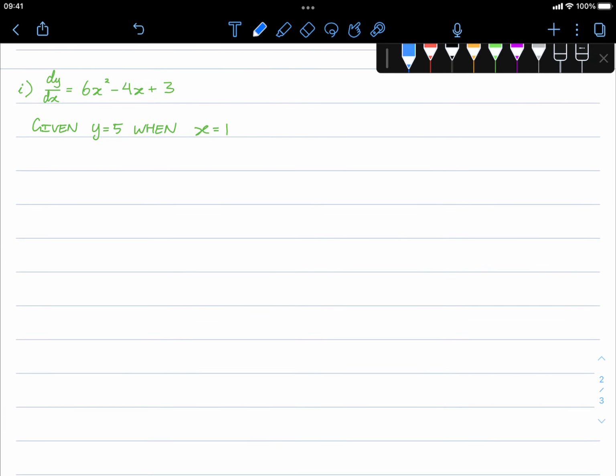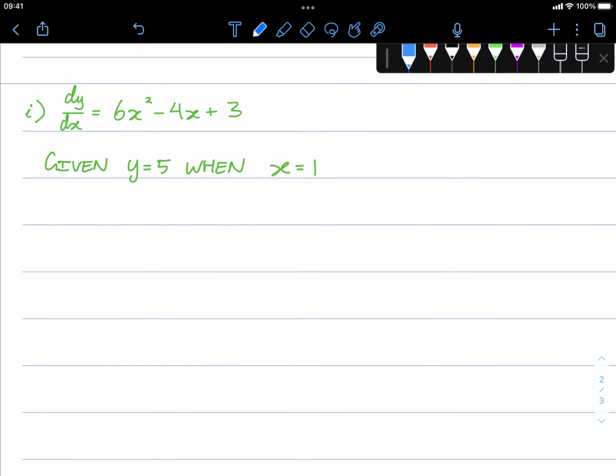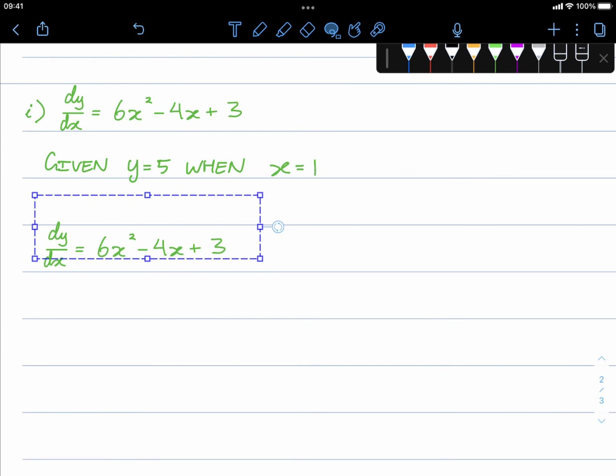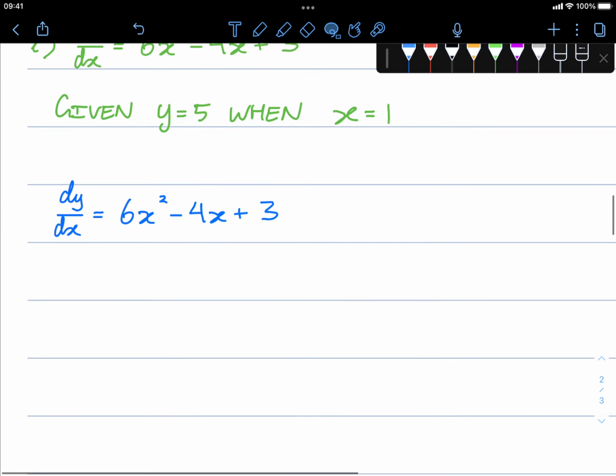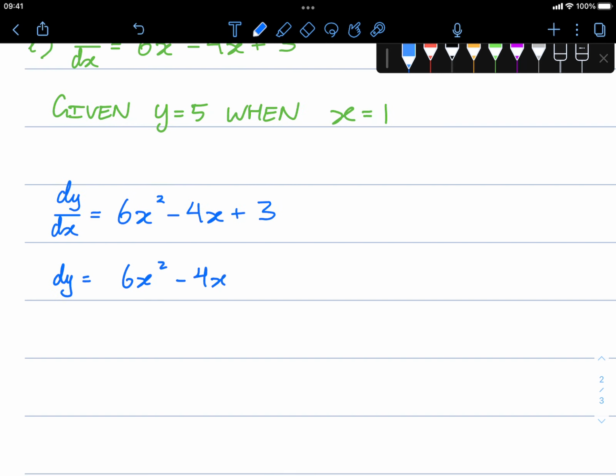All right, so for this, we take our differential equation, and I'm going to show every single step of the way in tedious detail. So for this, we multiply by dx on both sides, giving us dy equals 6x squared minus 4x plus 3 dx. And this is thought of like this.